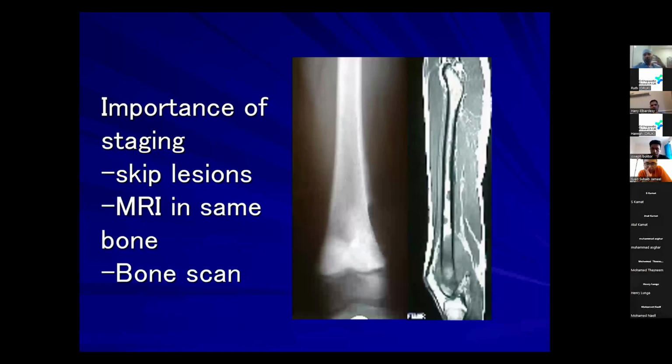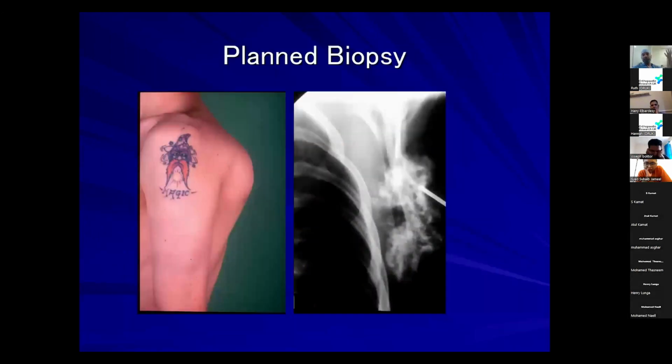Local staging should be done with imaging of the whole bone, because you can have skip lesions. So you need to image the whole bone. If you've got a distal femoral osteosarcoma, you need to image the whole bone. And then obviously, when you plan a biopsy, you need to take images of the biopsy as well, just to make sure that you've sampled the correct area, or your radiologists have sampled the correct area.